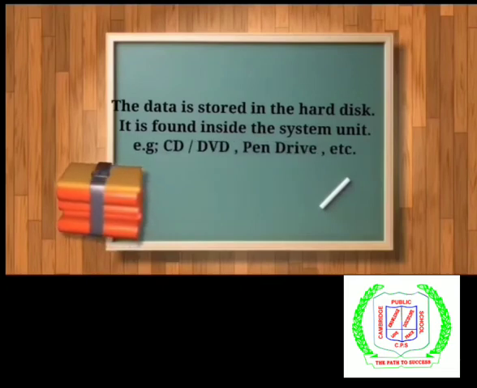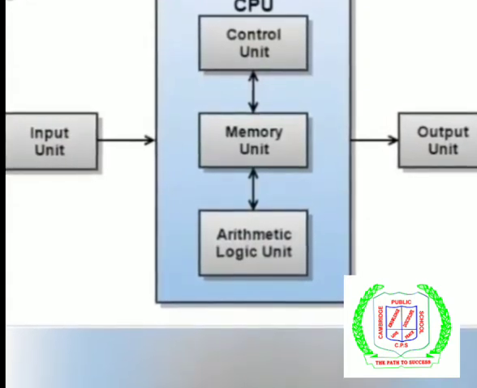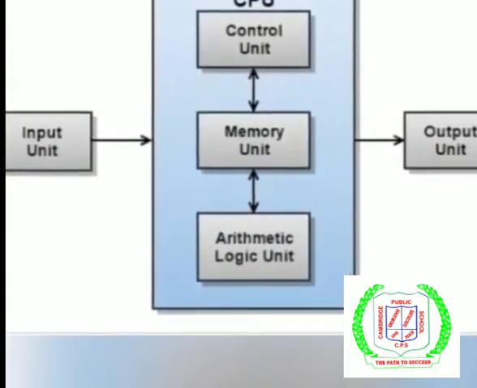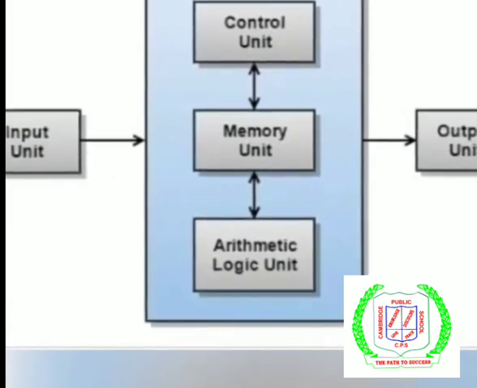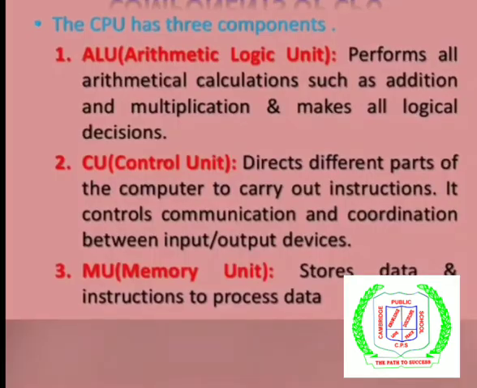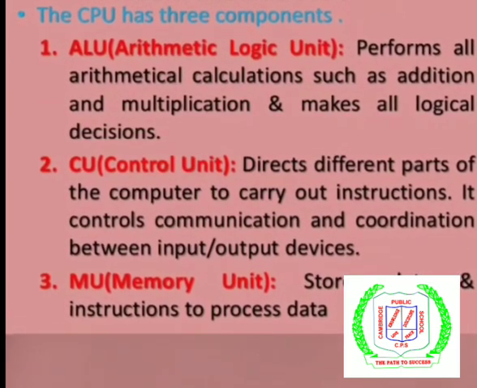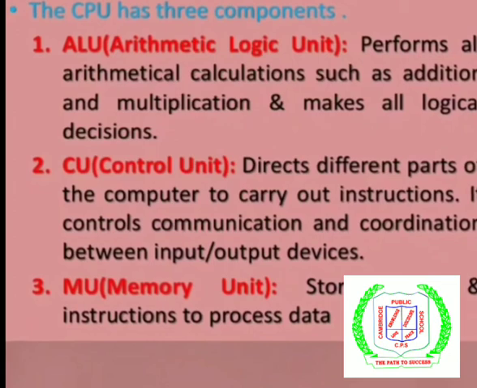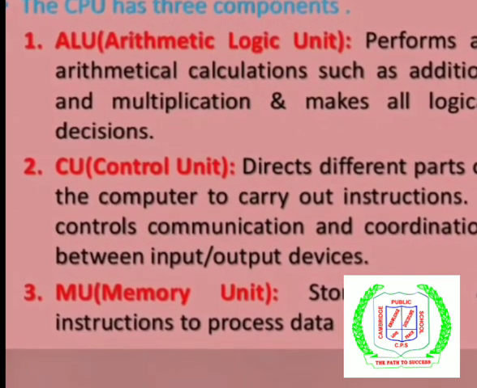The last topic of this chapter is the CPU, which is more important than other things. It is the brain of the computer and it controls all the functions of the computer. A CPU has three components, ALU, CU and MU. ALU does all the calculation activities, CU controls and carries the instructions and MU stores the instructions.